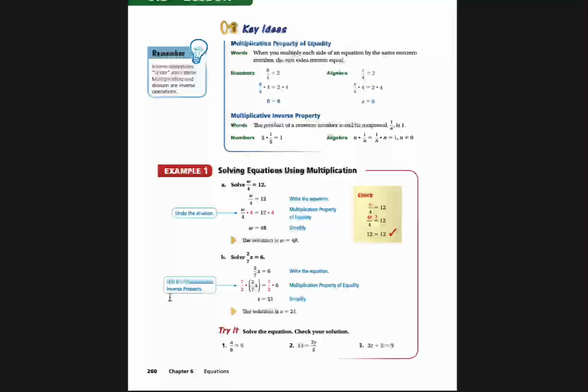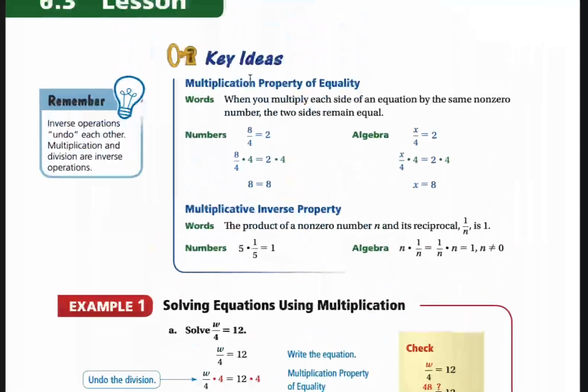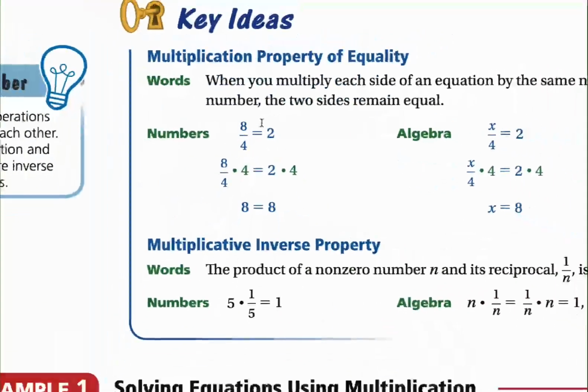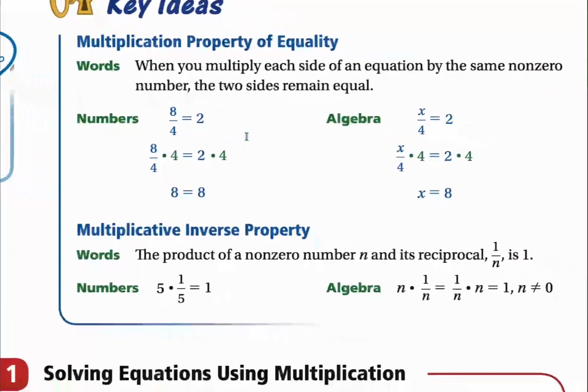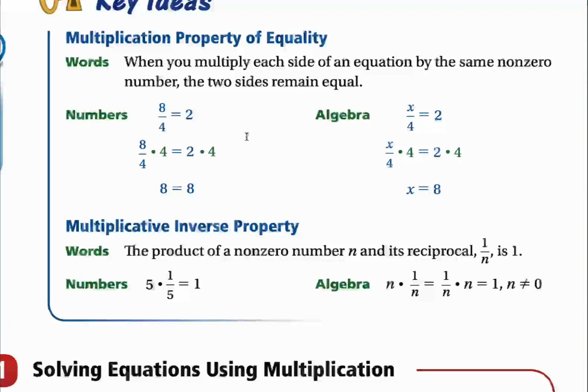And today, we will use the multiplication property of equality, the multiplicative inverse property, and the division property. Let's start them one by one. Let's take first the multiplication property of equality. Here, as you see, when you multiply each side of an equation by the same non-zero number, the two sides remain equal, like this one here.